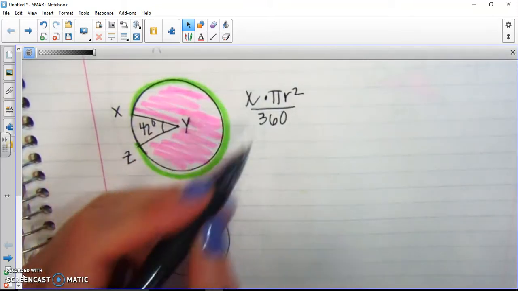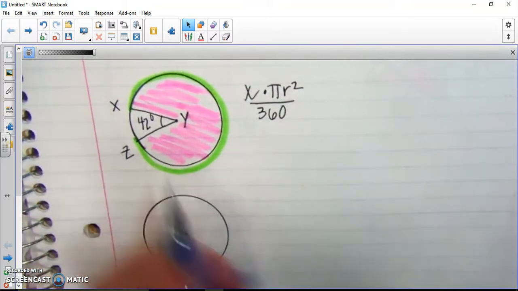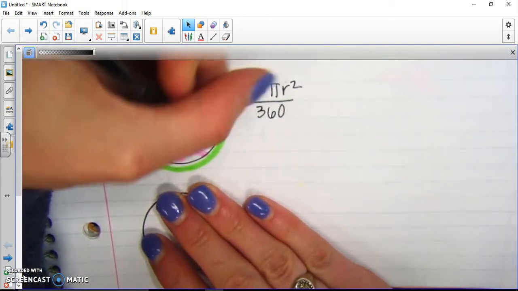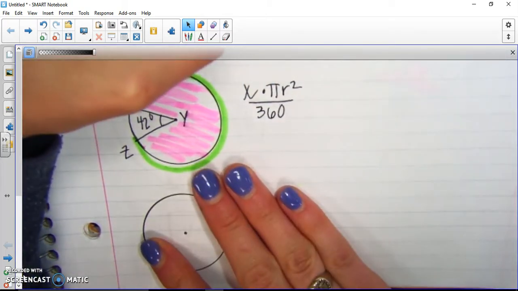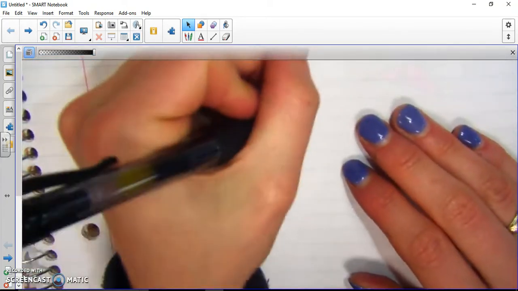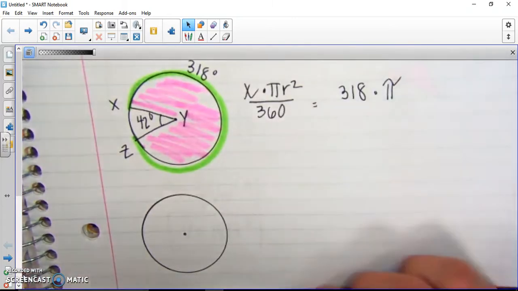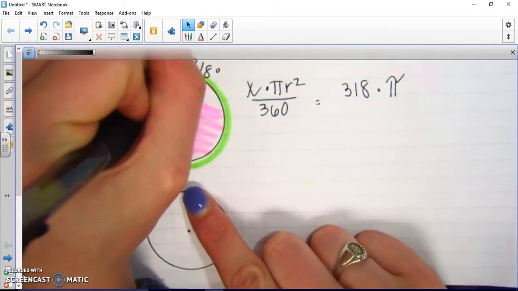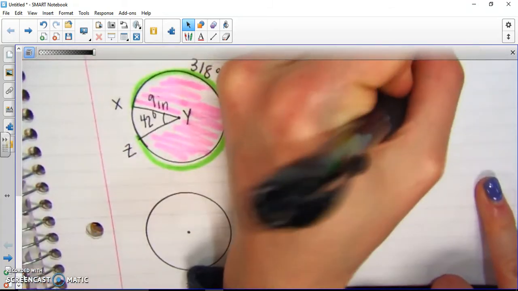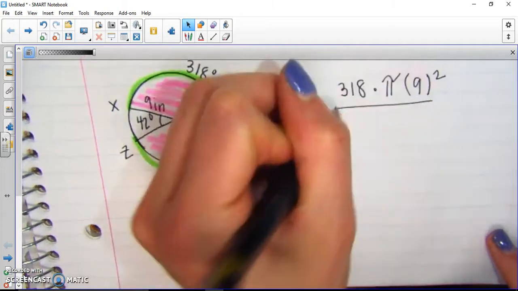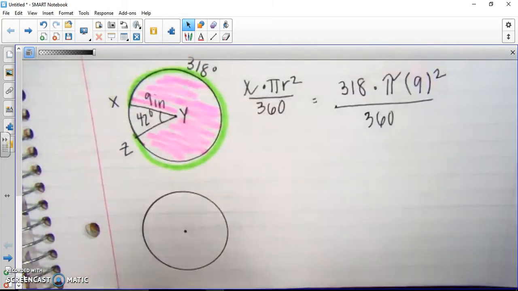Well, if the entire circle measures 360, this much is 42. That means that this entire angle must be 318 degrees. Okay, so that's going to be important. That's our 318. So now we need to know what the radius is. I'm going to tell you that the radius is 9. Let's say it's inches. So pi times 9 squared divided by 360.